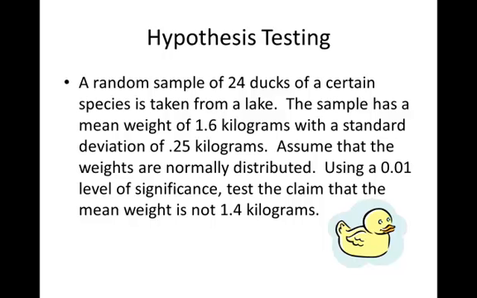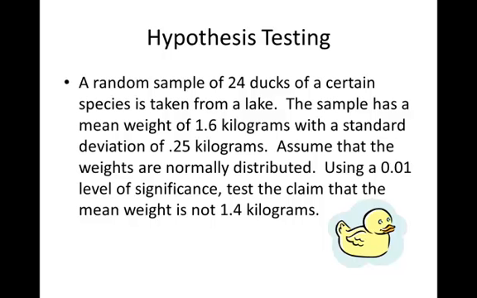A random sample of 24 ducks of a certain species is taken from a lake. The sample has a mean weight of 1.6 kilograms with a standard deviation of 0.25 kilograms. Assume that the weights are normally distributed. Using a 0.01 level of significance, test the claim that the mean weight is not 1.4 kilograms.